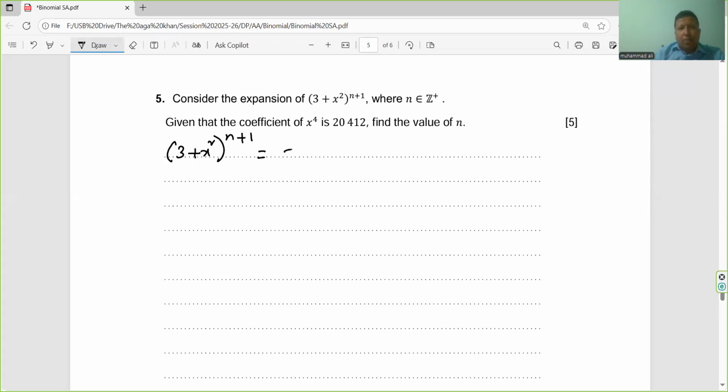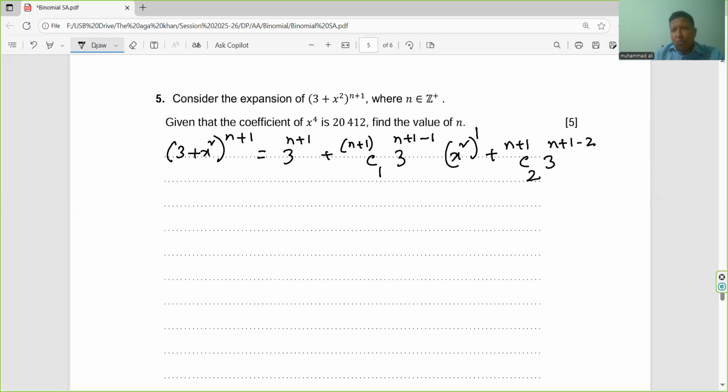So we get 3 to the power n + 1, then (n+1)C1, 3 to the power (n+1) − 1, x² to the power 1, then (n+1)C2, 3 to the power (n+1) − 2, (x²) squared. So what do we want? We want the coefficient of x to the 4. So this part is the coefficient of x to the 4.